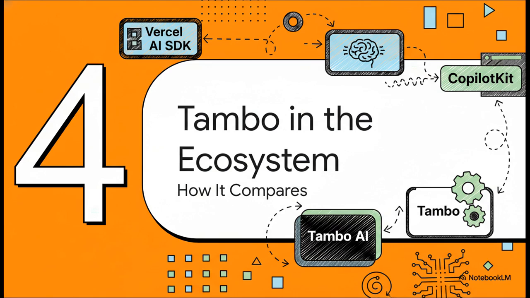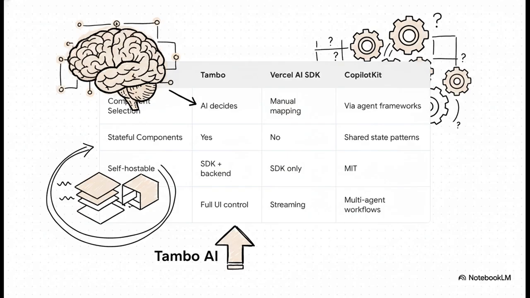Okay, so you might be thinking, where does Tambo fit in with other tools I'm already using? Like the Vercel AI SDK or Copilot Kit? It's a great question because it's super important to understand its unique spot in this fast-moving AI world. This table really says it all. Just look at that first row, component selection. With other tools, you often have to manually map an intent to a component. But with Tambo, the AI decides. That is a genuine game changer. And then look at the second row. That native support for persistent stateful components is what makes it uniquely suited for building these deeply interactive, AI-driven applications, not just little chat widgets.